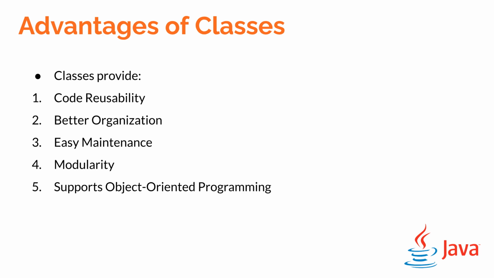4. Modularity. A large program is divided into smaller independent modules, classes. Each module performs one specific task. Example: in an online shopping application, customer class, product class, cart class, payment class, order class. Each class works independently. If one module changes, the others are mostly unaffected.